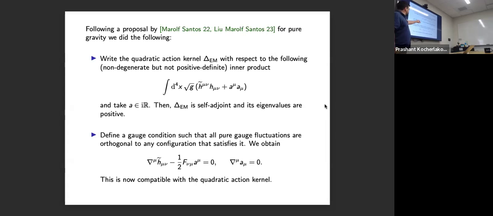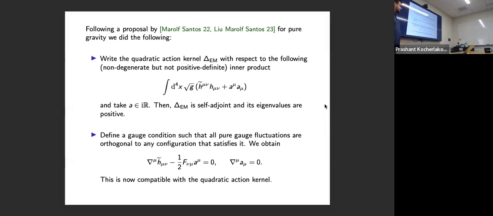A small thing, it's important to take the fluctuation of the Maxwell field to be imaginary, and that's because in Euclidean signature, a real charge implies that the gauge connection is imaginary. So to make the operator self-adjoint and even diagonalizable, it's important to take this contour.